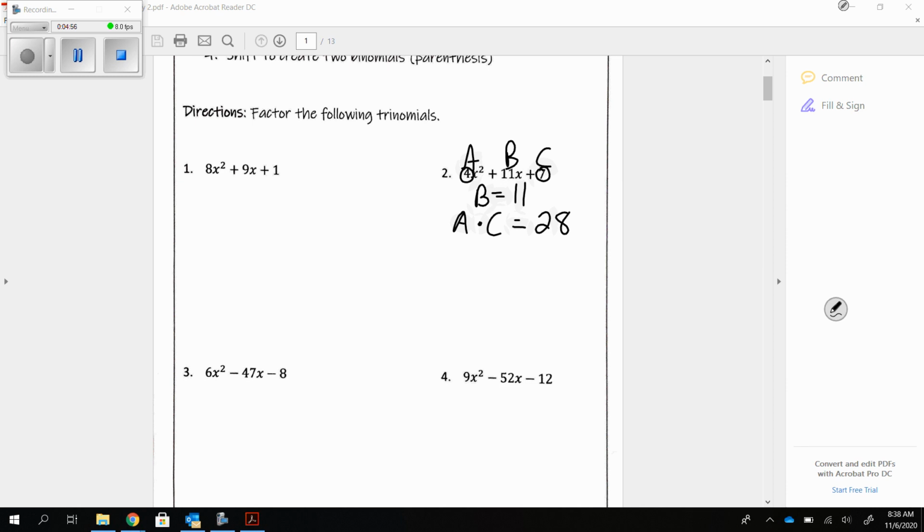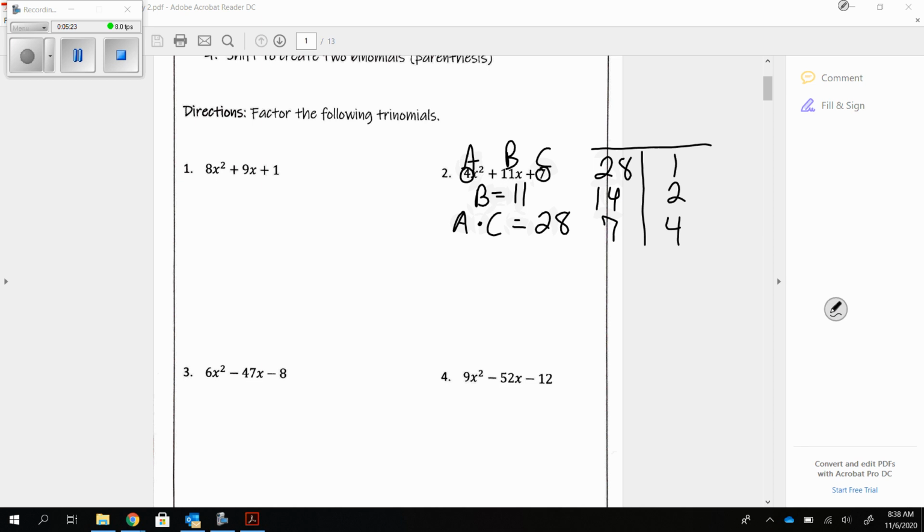All right, so we need to find multiples of 28. So I make my little chart over here. What times what equals 28? 28 and 1. Will that ever get us to 11? Nope. 14 times 2. Will that get us to 11? Nope. It's close though. Nothing times 3 is 28.